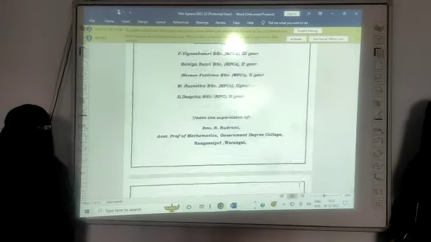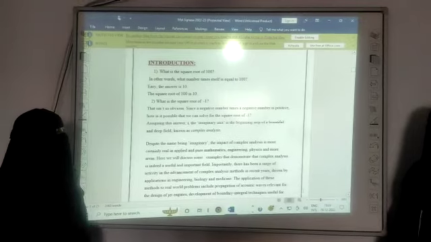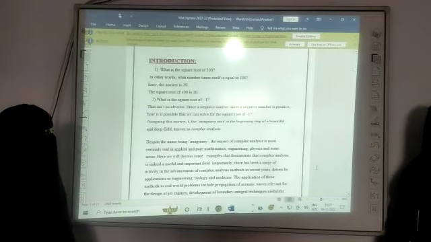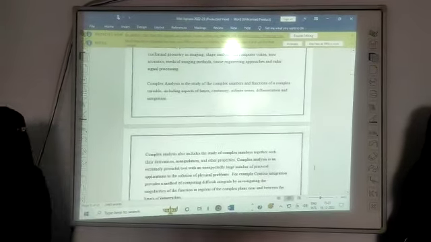Coming to the introduction: what is the square root of 100? Easy, the answer is 10. What is the square root of -1? Assigning this answer, i is the imaginary unit. It is the beginning step of complex analysis. Complex analysis is applied in pure mathematics, engineering, and many other areas.